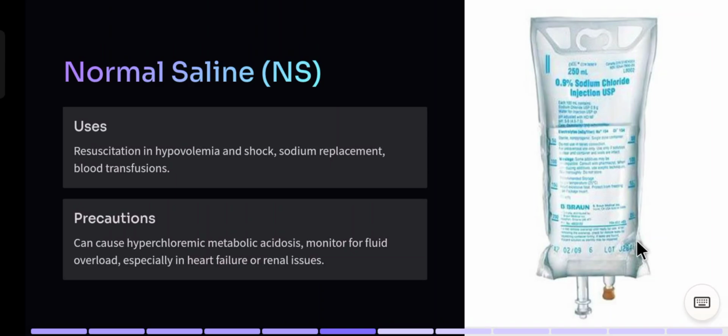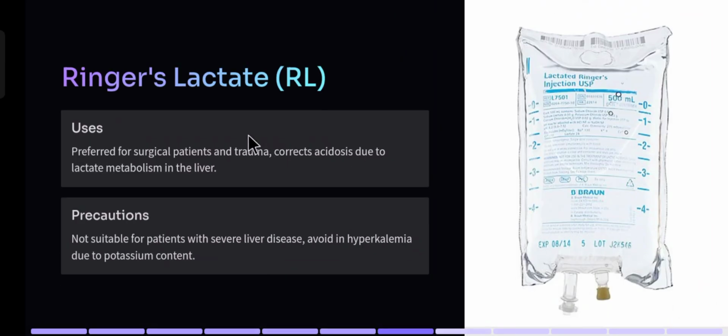Slide 6. Ringer's Lactate, RL. 1. Uses. RL is often the preferred fluid for surgical patients and trauma cases. It is particularly effective in correcting acidosis because lactate, one of its components, is metabolized by the liver into bicarbonate, which helps to neutralize acid in the blood.